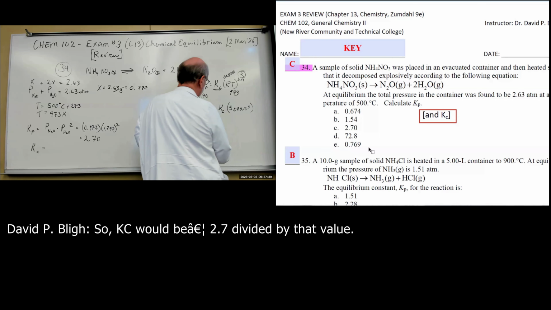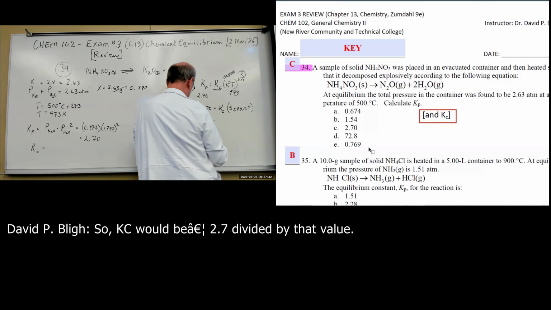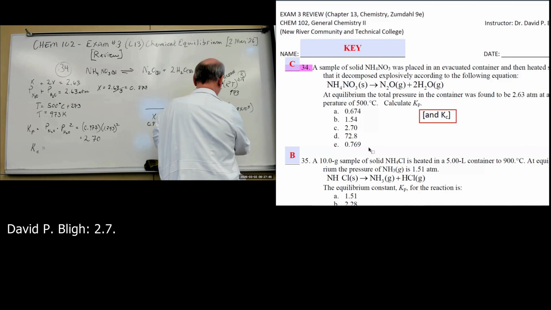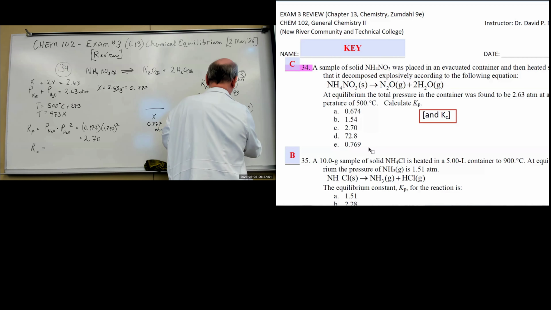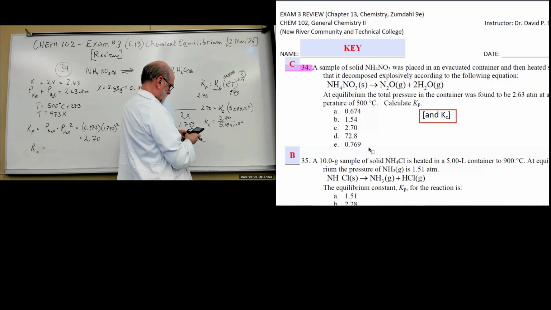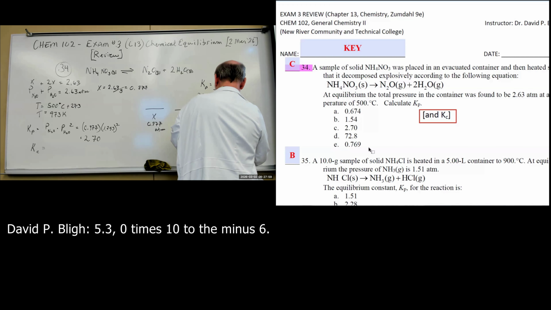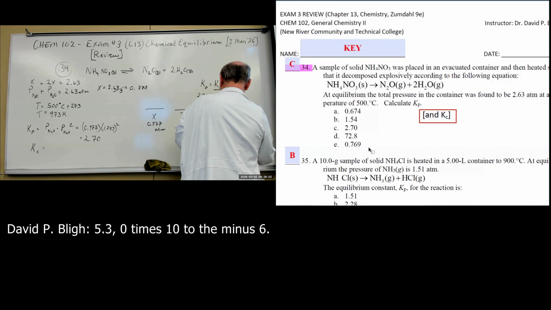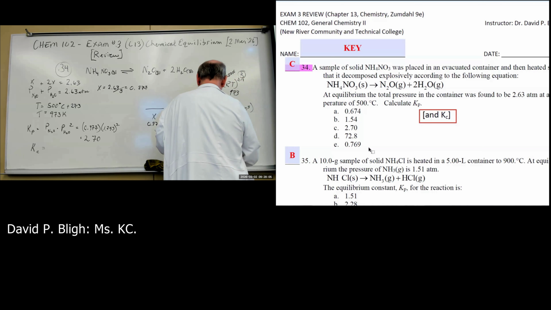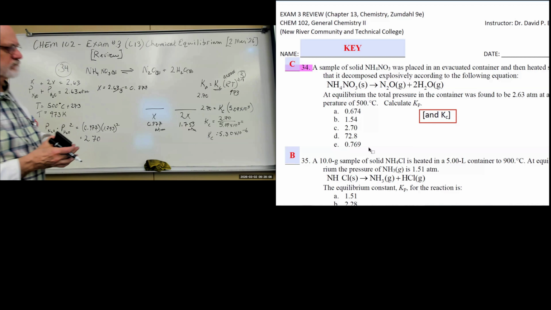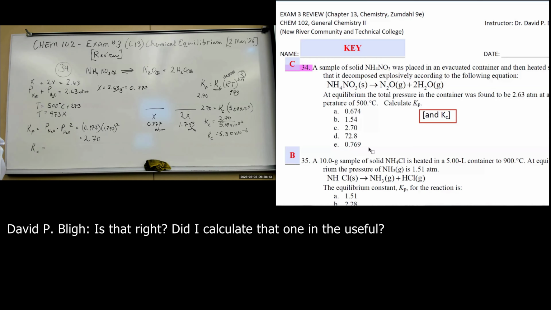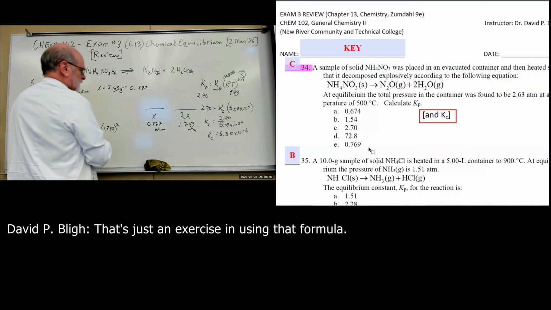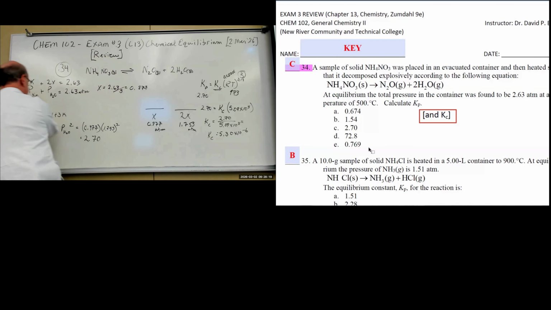So KC would be 2.7 divided by that value. 2.7 divided by 5.09 times 10 to the 5th. And I get 5.30 times 10 to the minus 6 is KC. Is that right? Did I calculate that one in the useful information? Okay. That's just an exercise in using that formula.